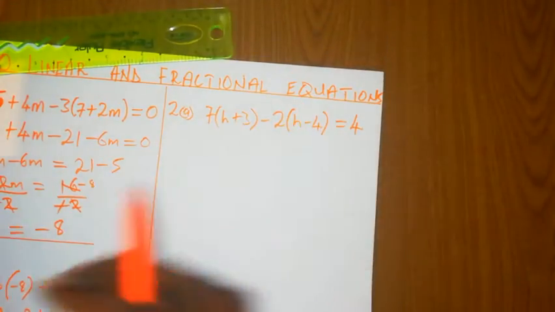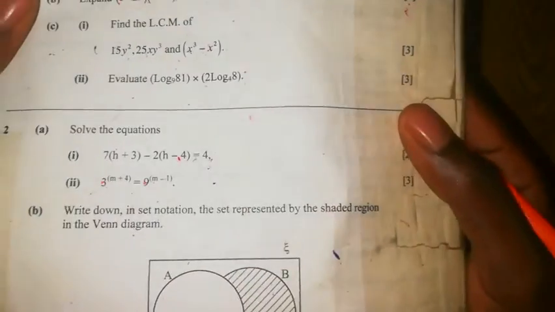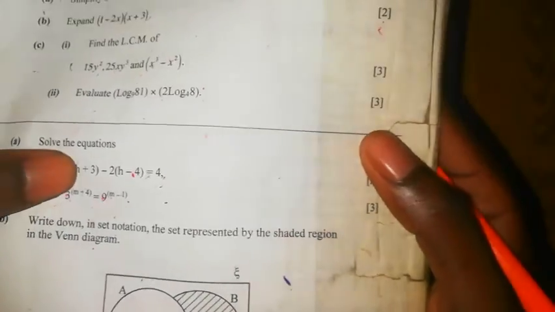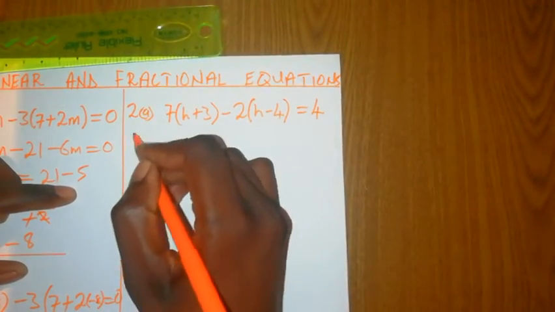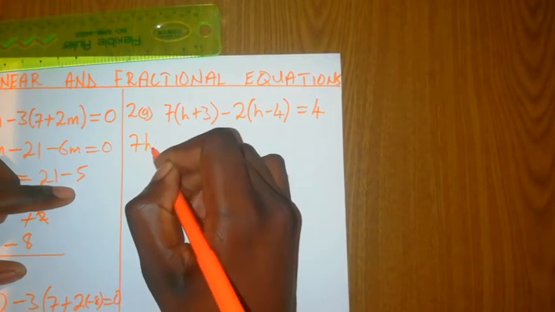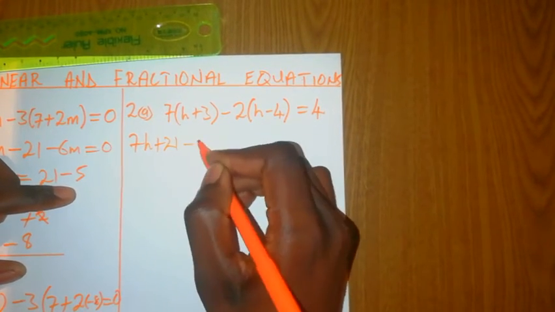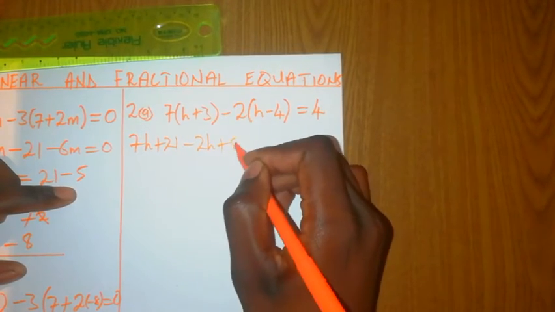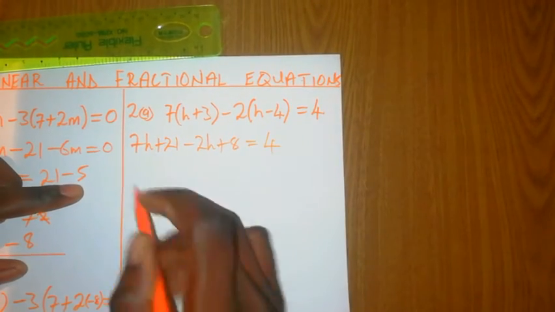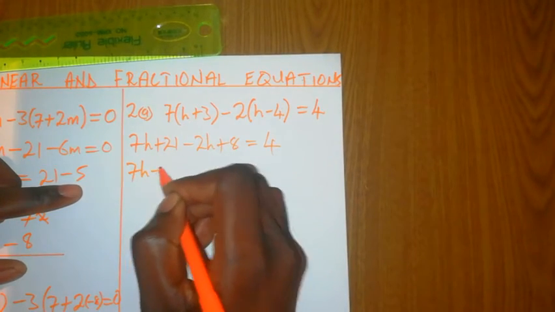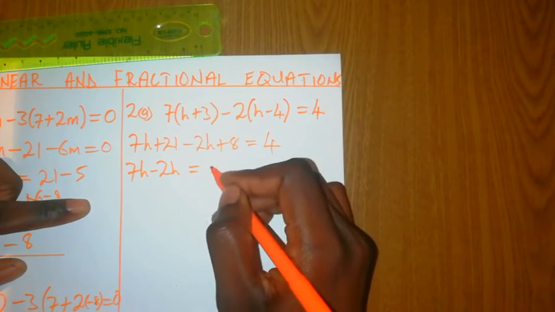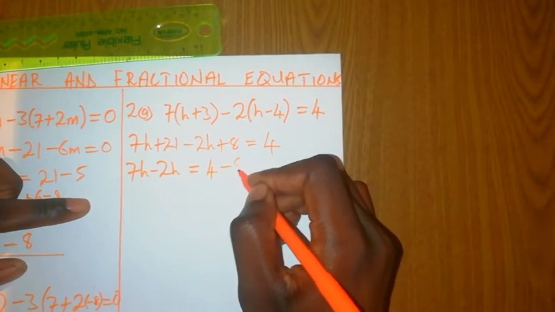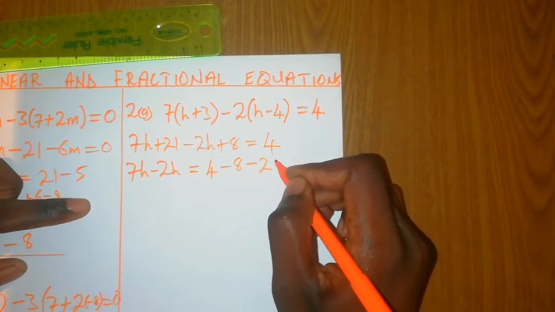Then the next question is November 2009. There is the question. It's number 2a. The question says solve the equations. There is the question that you want to do there. So I have to first open my brackets here. In this case, I'm going to have 7h plus 21 minus 2h plus 8 is equal to 4. Then collect my like terms. 7h minus 2h is equal to 4 minus 8 minus 21.